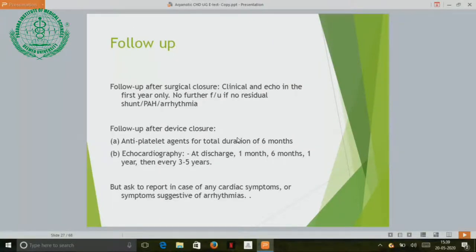Follow up after surgical closure is up to 1 year, so we have to follow this patient. If everything is okay, there is no residual shunt, there is no PH, there are no arrhythmias, then after 1 year there is no need for further follow up. If there is a device closure for the VSD, again a similar thing, you have to give antiplatelet medication daily up to 6 months to prevent thrombus formation. Then echocardiography follow up is indicated 2 to 3 times in the first year, then every 3 to 5 years.